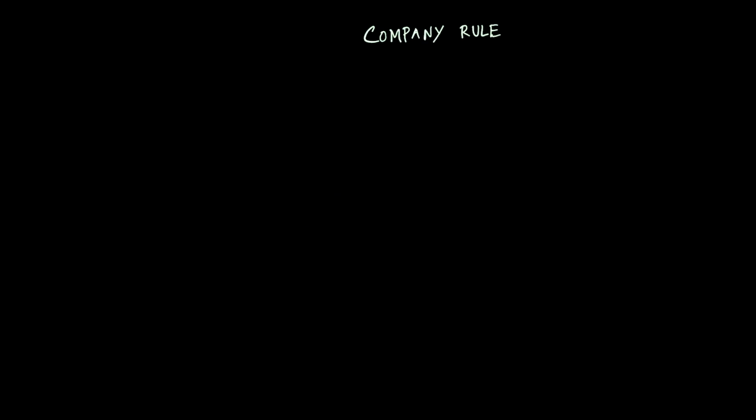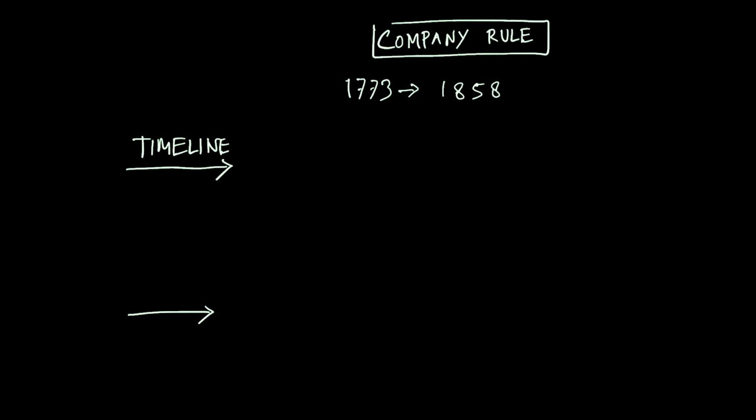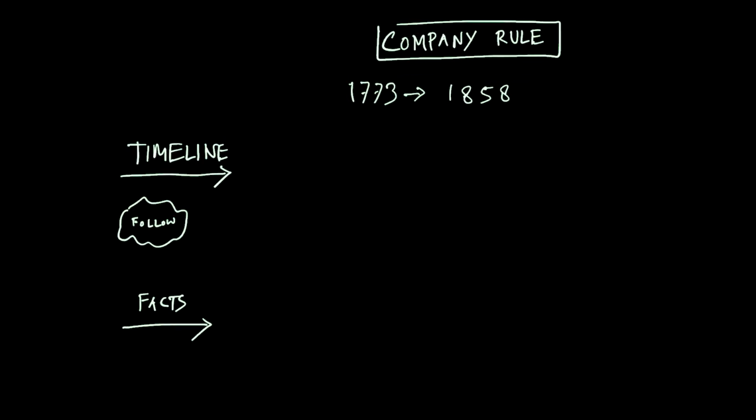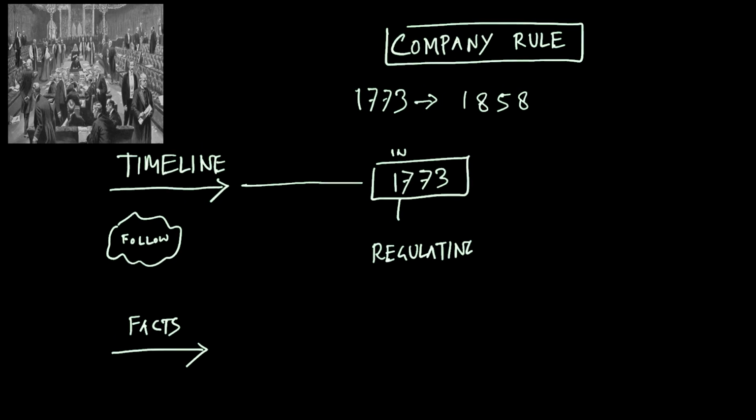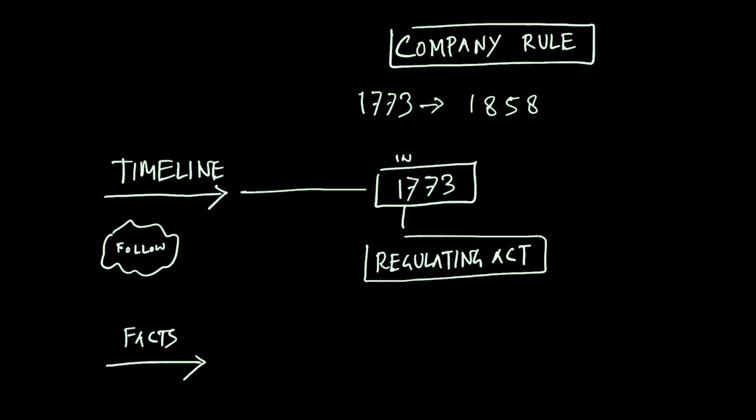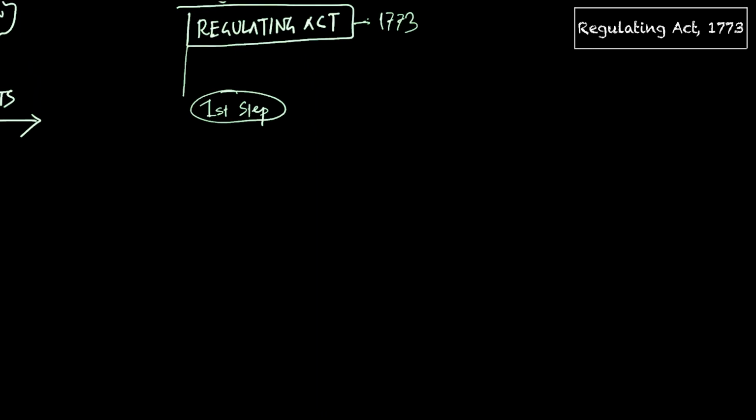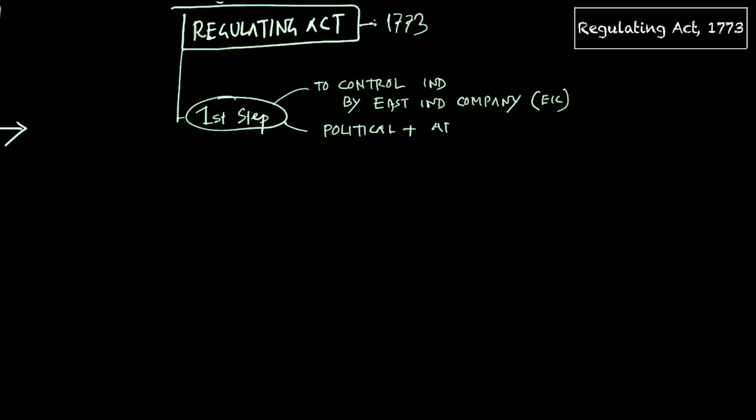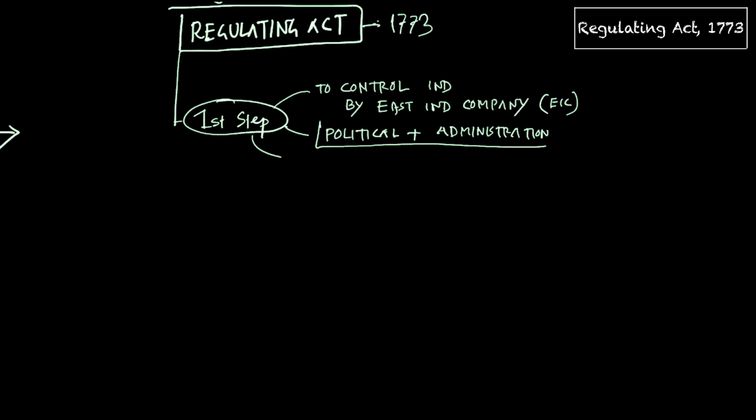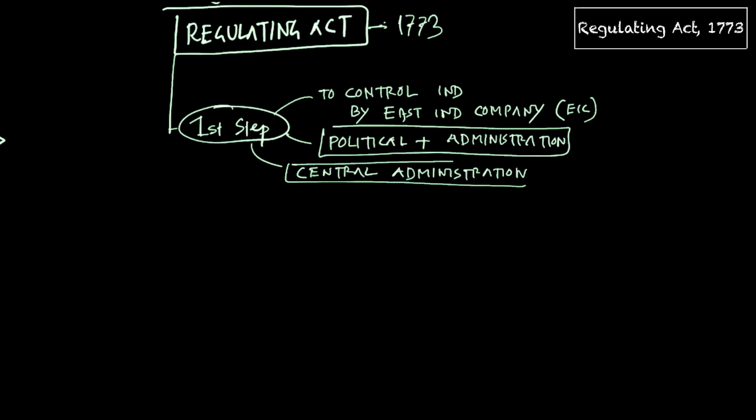Now we'll be focusing on the timeline of the Company Rule. One by one, we'll go through all the acts and the facts that are related to those acts. At first, we have the Regulating Act of 1773. Now, this act was the first step by the British government to control and regulate the affairs of the East India Company in India. It also recognized for the first time the political and administrative functions of the company, and it laid the foundations of central administration in India.